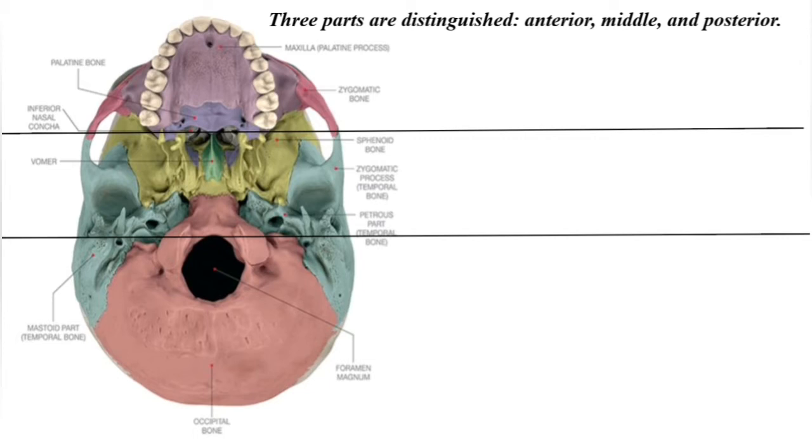The anterior part is mainly the bony palate. So it mainly covers the palatine process of the maxilla and the horizontal plate of the palatine bone, until this end, the posterior nasal spine, right? From there until you reach the imaginary line which passes in front of the foramen magnum, this is the middle part. And from here to the external occipital protuberance, that's the posterior part. So let's start with the anterior part.